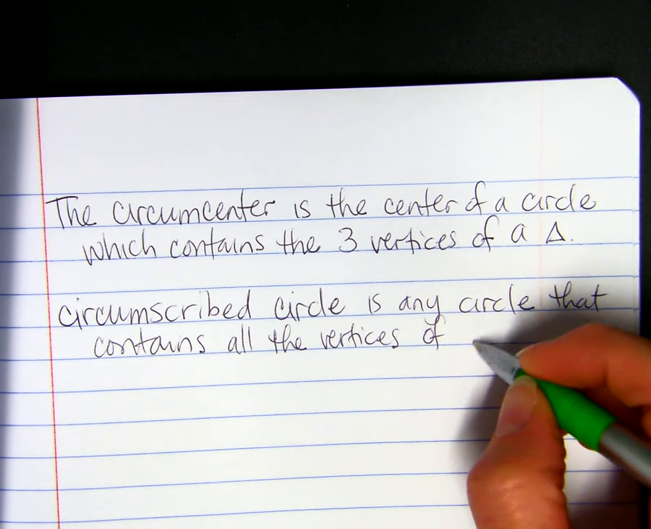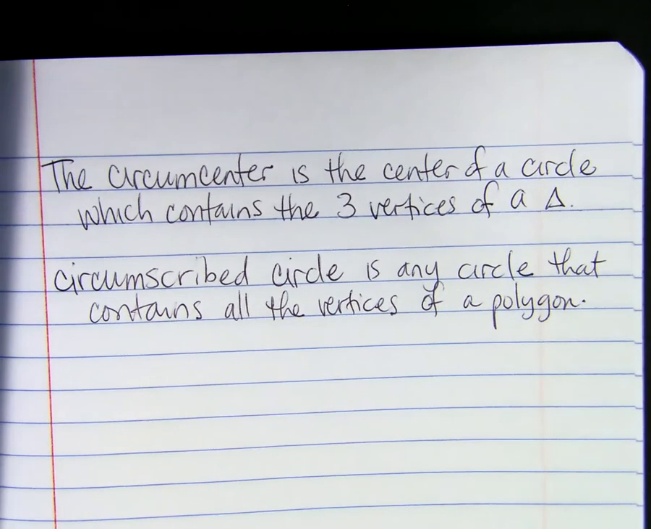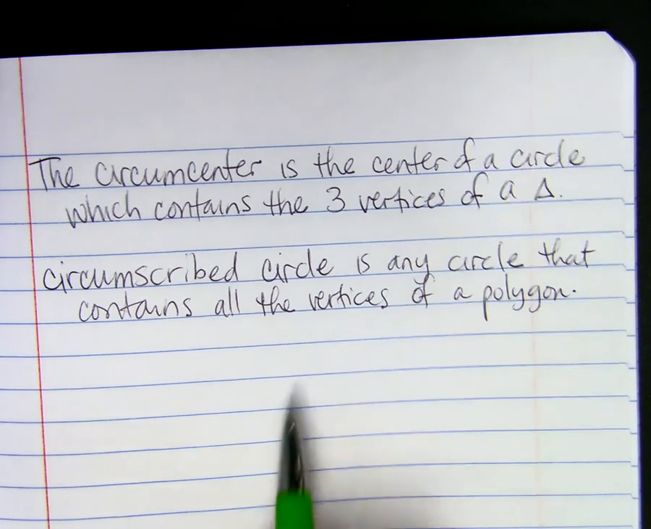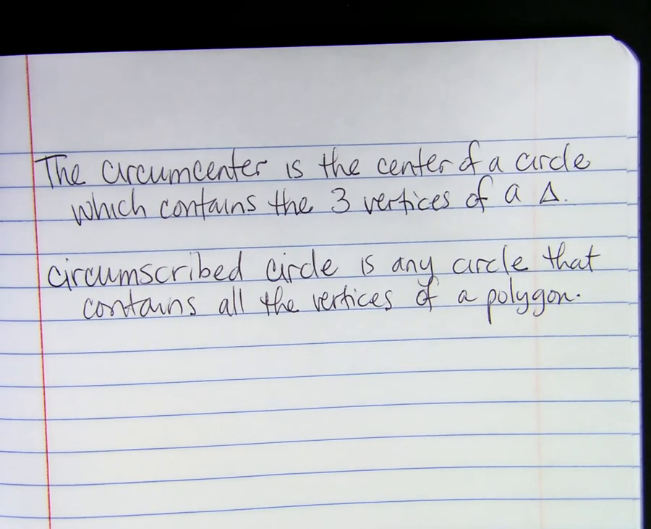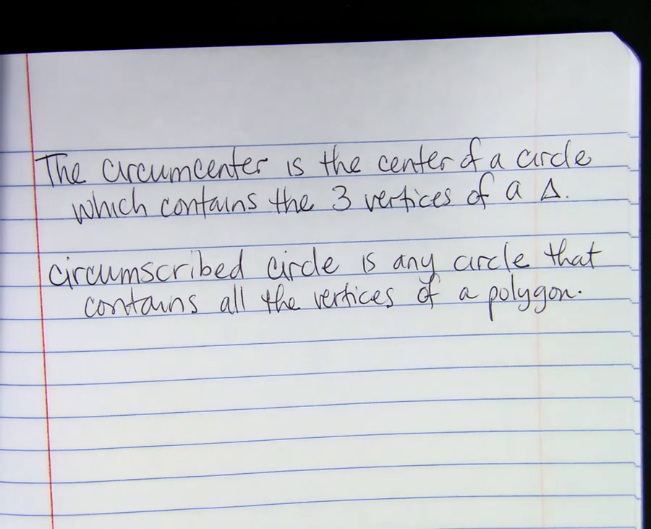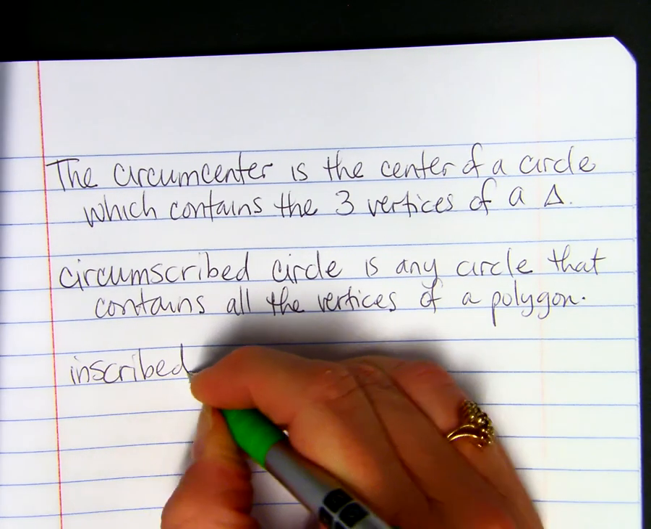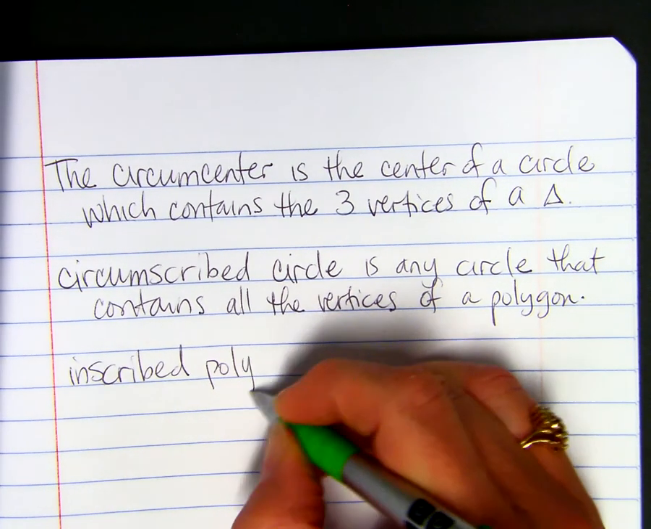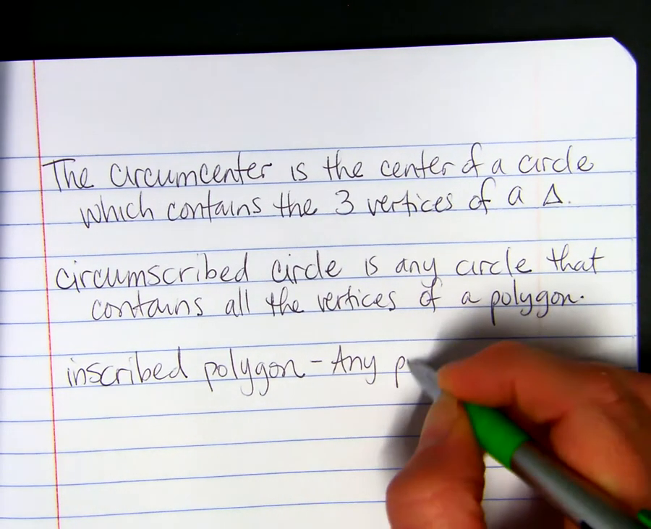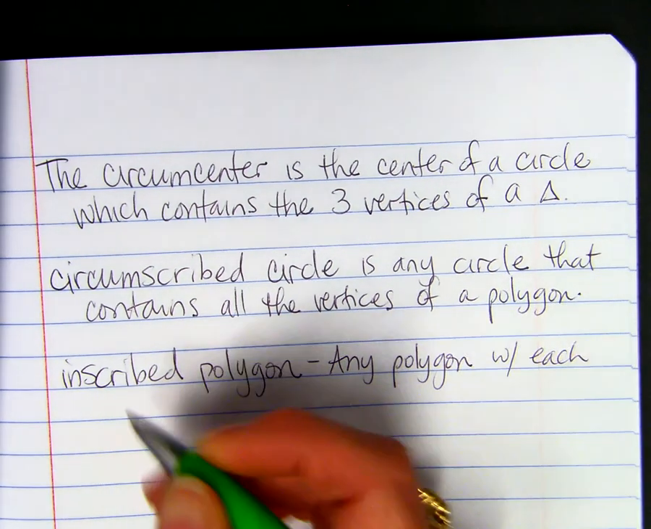of a polygon. So it doesn't have to be a triangle, it can be a square or a rectangle or any shape basically. But the circle that can go around it and all the vertices are on the circle, that's just called a circumscribed circle. And then the polygon that's inside is called an inscribed polygon. And that's just any polygon with each vertex on a circle.